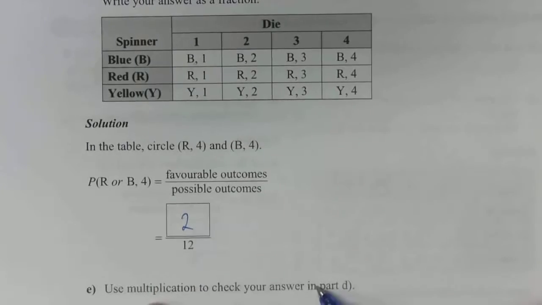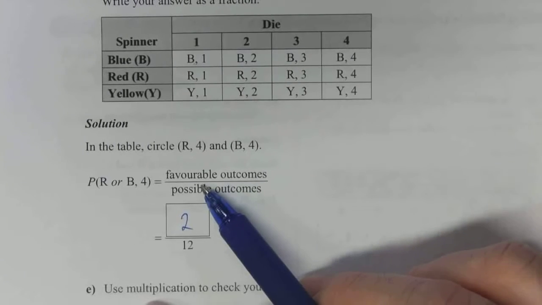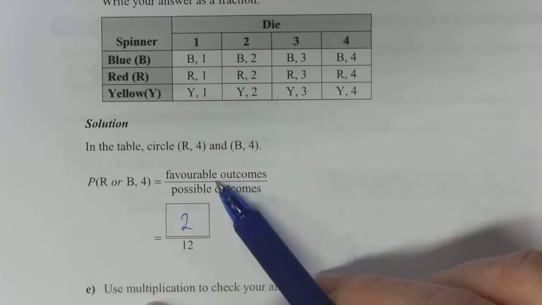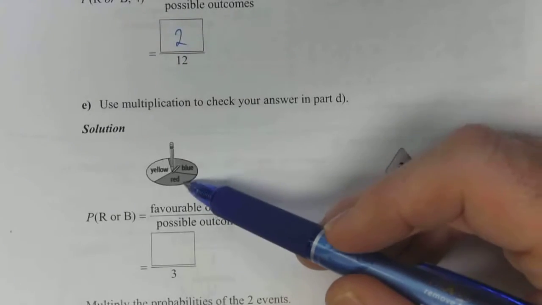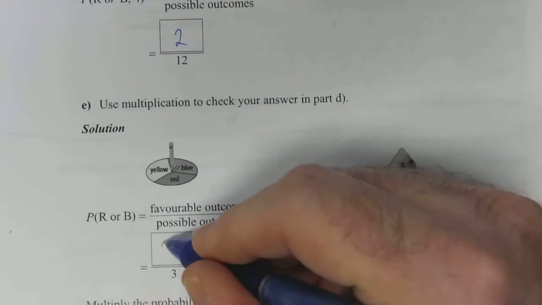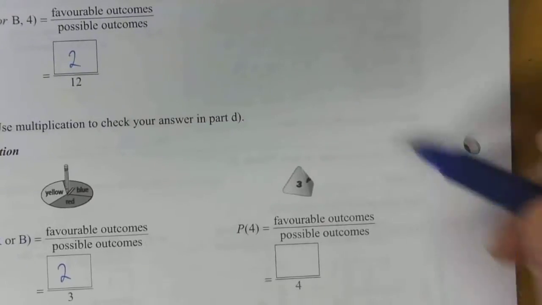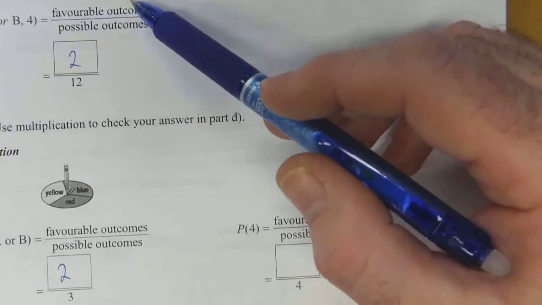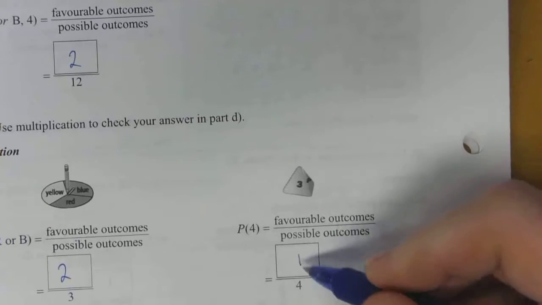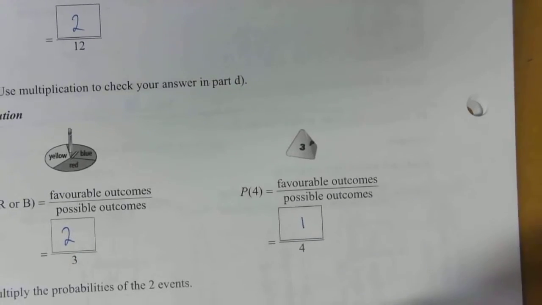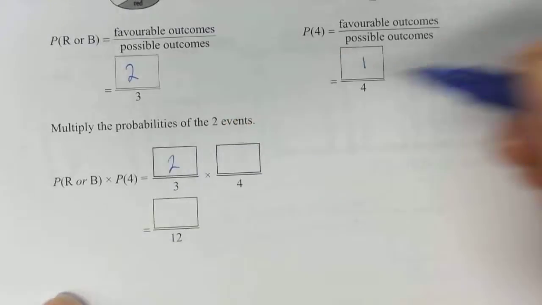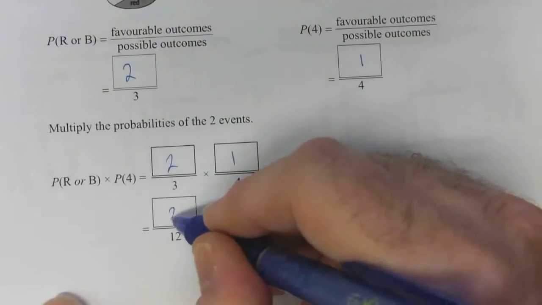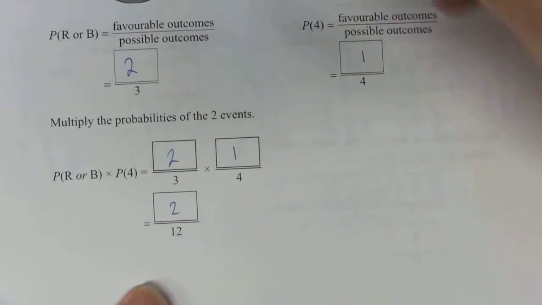We can use multiplication to check our answer. Blue and red are our favorable outcomes. Well, on the spinner, we've got red and blue. That's 2 of the 3 possibilities. And the other part of the question was rolling a 4. Well, there's only 1 4, so there's 1 out of 4 possibilities for rolling the 4. If you multiply those 2 together, 2/3 times 1/4, 2 times 1 is 2, 3 times 4 is 12. You get the same answer as what the table provided, 2 out of 12.